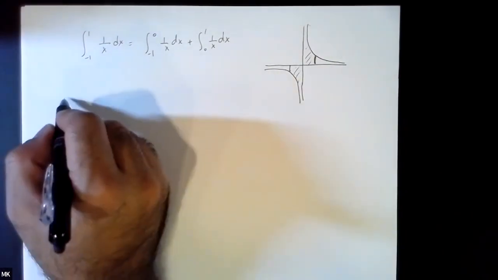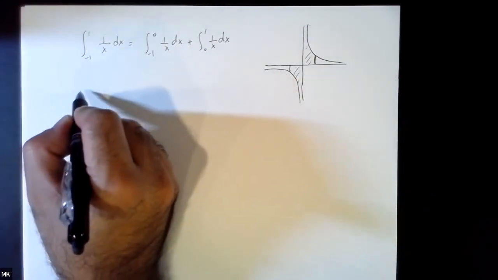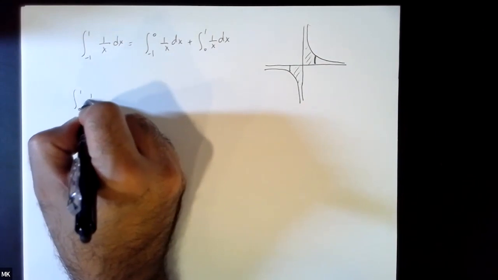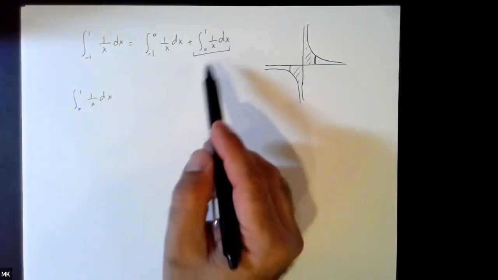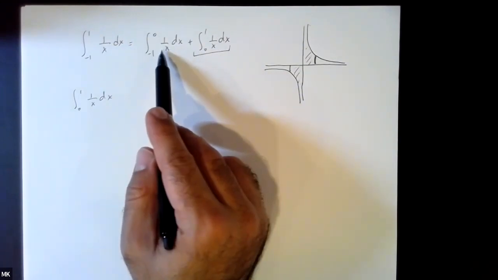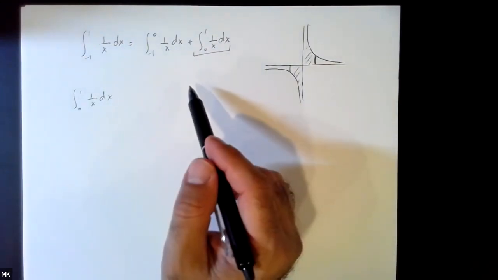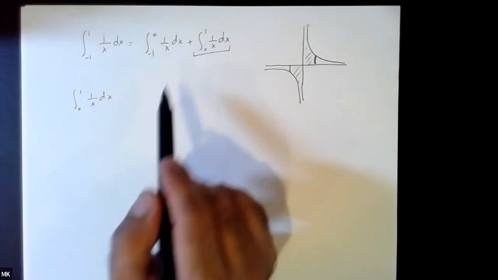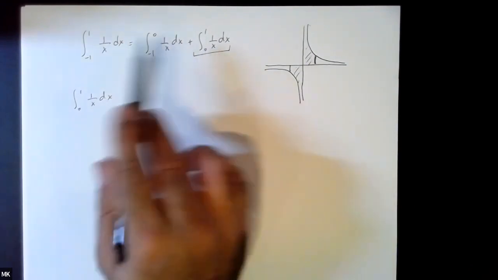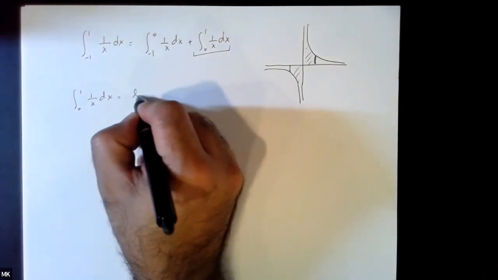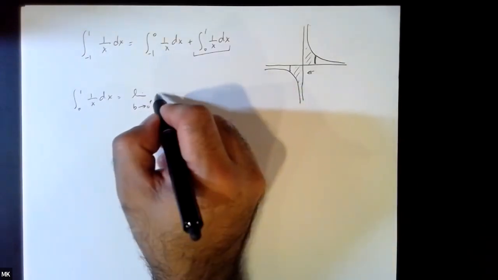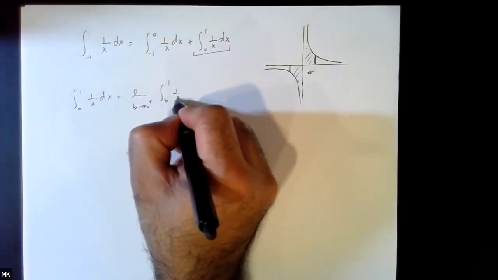So let's start with the second one because I think that's more natural for us. So I want to calculate the integral from 0 to 1 of 1 over x dx. So I'm focusing on this one. The idea here is if either one of those does not give you a finite number, then the total is not going to be a finite number. So you have to have a finite number for both to be able to add and get the total integral. So I'm going to rewrite this as the limit as b goes to 0 from the positive side of the integral from b to 1 of 1 over x dx.